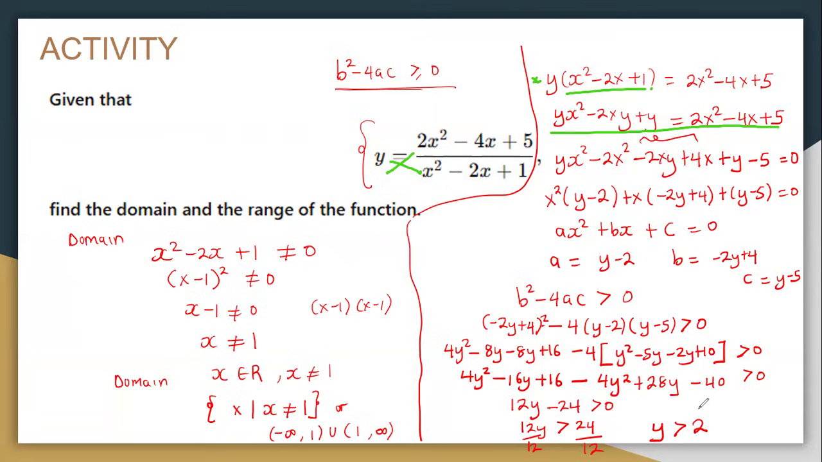In case you wanted to put this range in set notation format, we write it like this: y greater than 2. That's how we represent it.